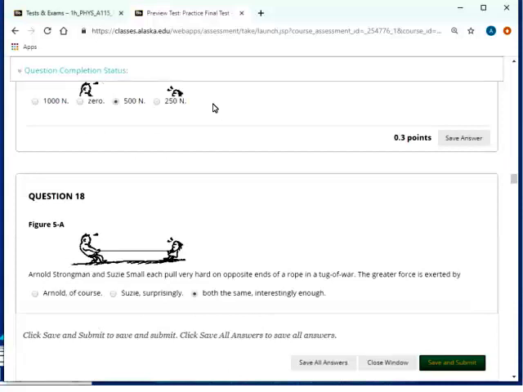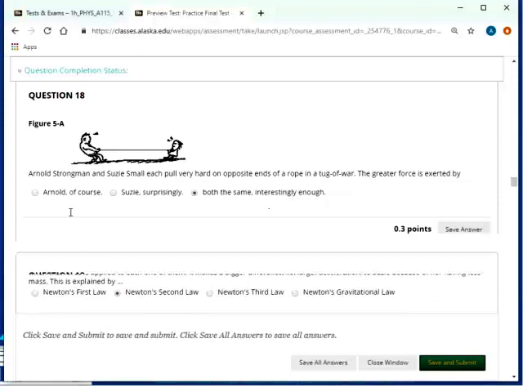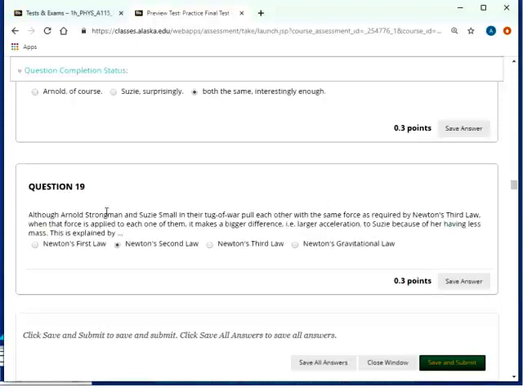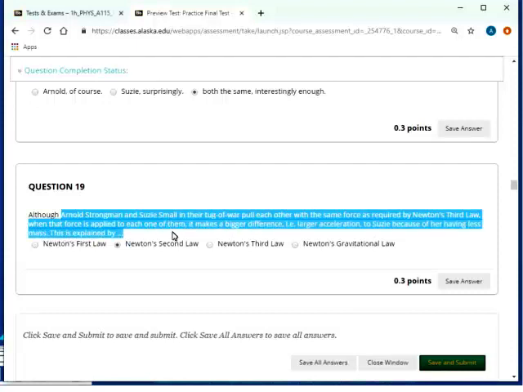All right, there should be two problems here. There's a follow-up to this one. Arnold Strongman and Susie Small each pull very hard on opposite ends of a rope in a tug of war. The greater force is exerted by both the same, interestingly enough, and that is Newton's third law. Why does Arnold still win? Well, the large acceleration makes a bigger difference to Susie, because she has less mass, therefore she accelerates more.